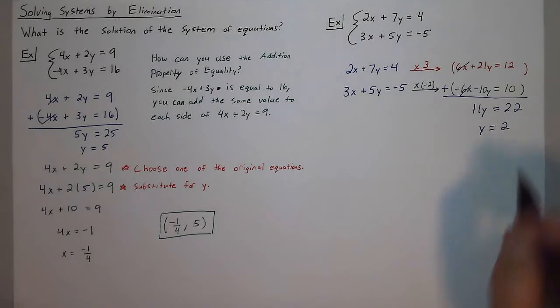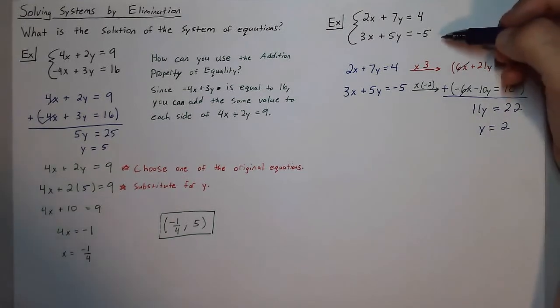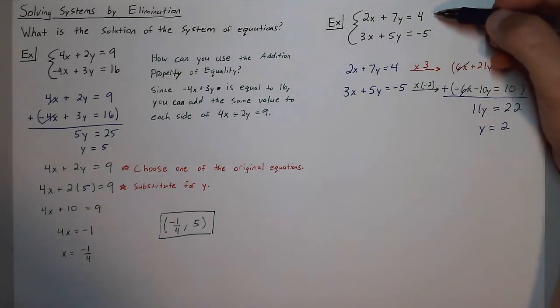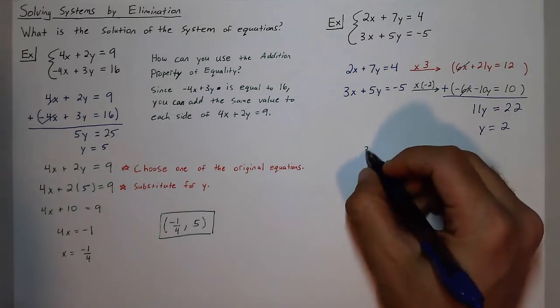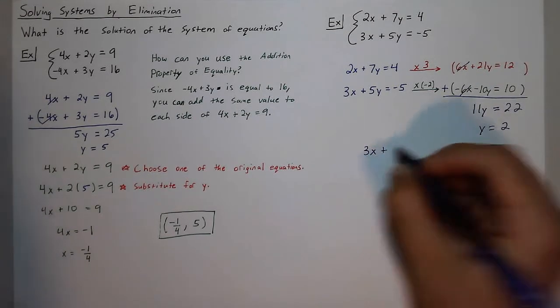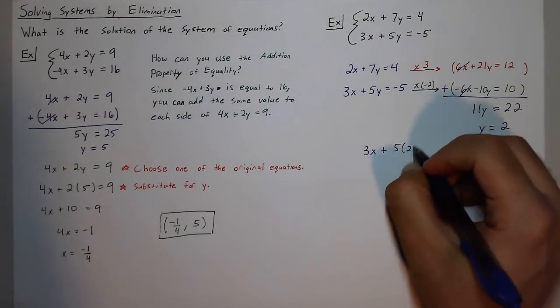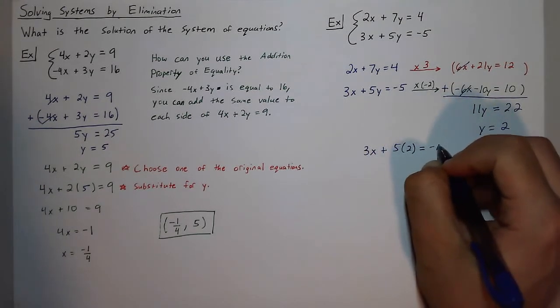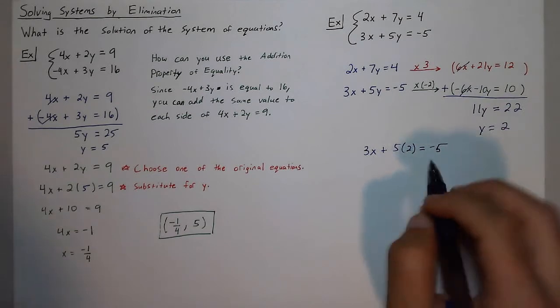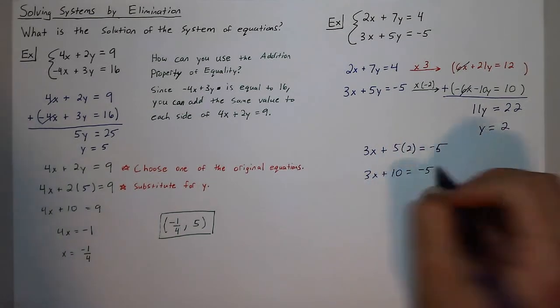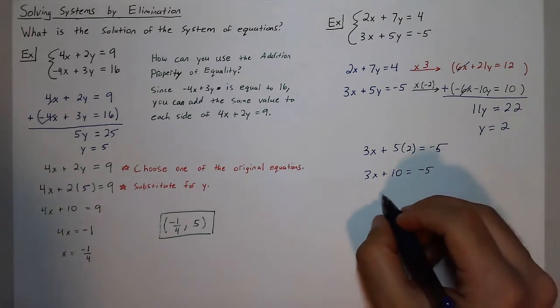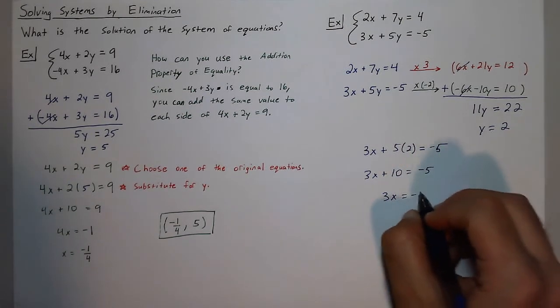Now I'll take that 2 and plug it into either one of the original equations. Last time I did the top equation. This time I'll use the bottom equation. So 3x plus 5 times 2 is equal to negative 5. 5 times 2 is 10. So 3x plus 10 is equal to negative 5. Subtract 10 from both sides of the equation. Gives me 3x equals negative 15.